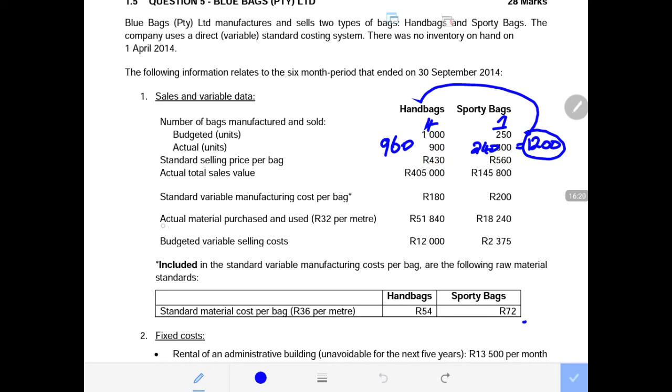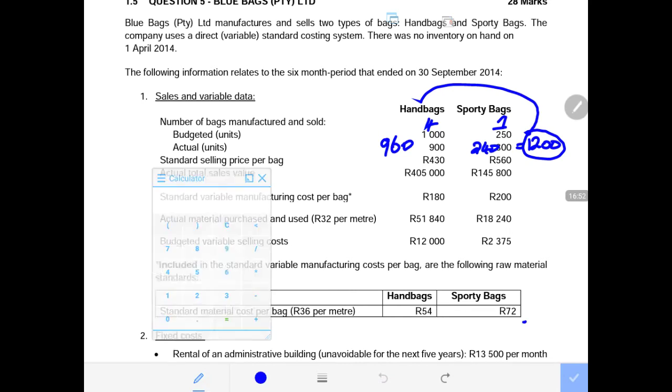Then we come to the actual material that was purchased and used. We purchased material by the value of 551,840 and 18,240. But the cost we incurred per meter, remember this is actual purchase, was 32. So now if we say the actual total purchase cost divided by the price per meter, it will give us the total meters that we purchased in order to manufacture the 900 units of the handbags.